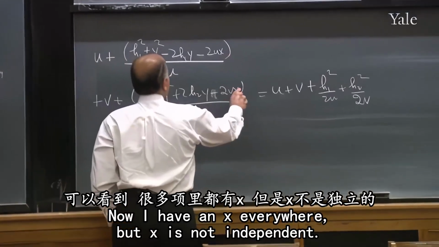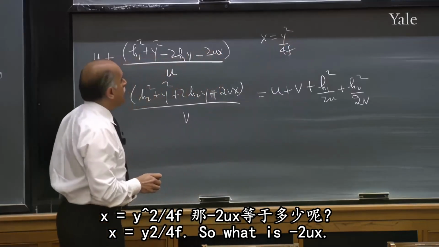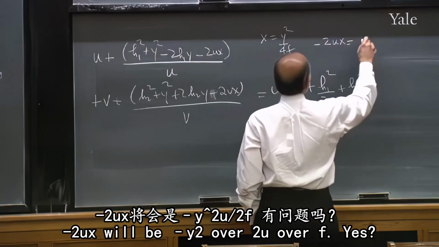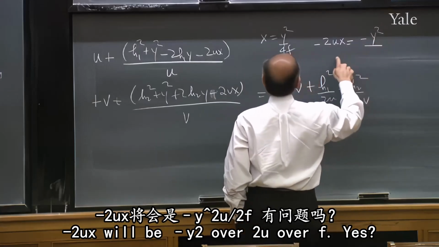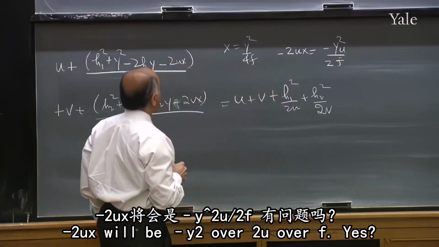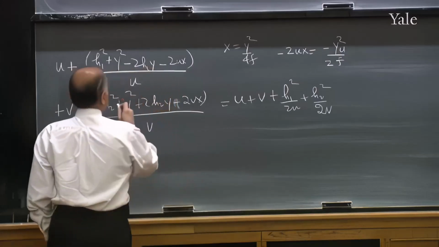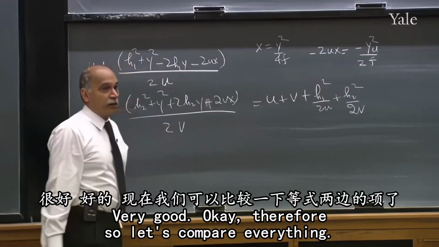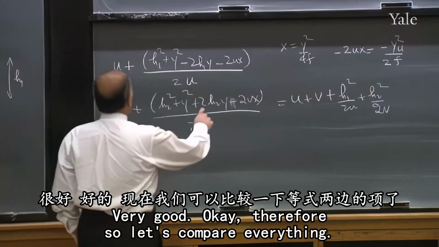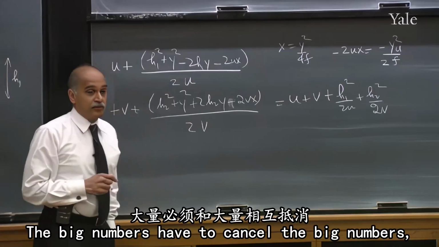Now, I have an x everywhere, but x is not independent. X is equal to y squared over 4f. So what is minus 2ux? Minus 2ux will be minus y squared over 2u over f. Okay, therefore, let's compare everything. The big numbers have to cancel the big numbers. Otherwise, you got big problems.